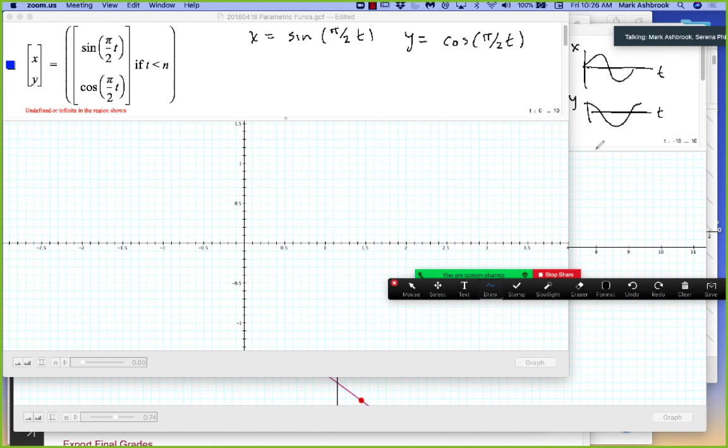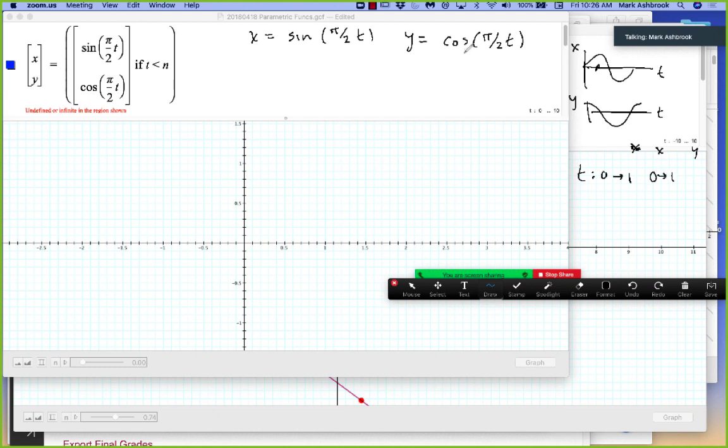And so we know that as t varies from 0 to 1, x will vary from 0 to 1 as well. Good. As t varies from 0 to 1, what does x do? So sine goes from sine of 0 to sine of pi over 2, and that's right here. So x will go from what to what? 0 to 1.